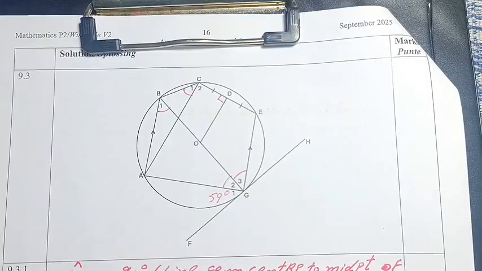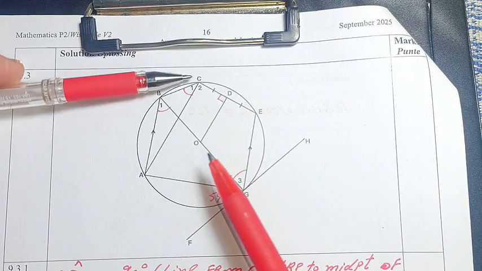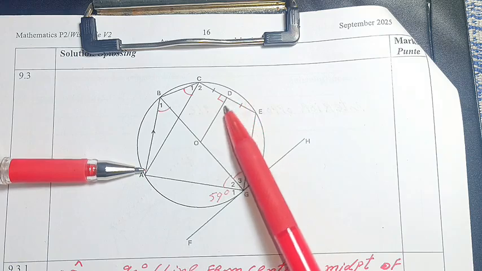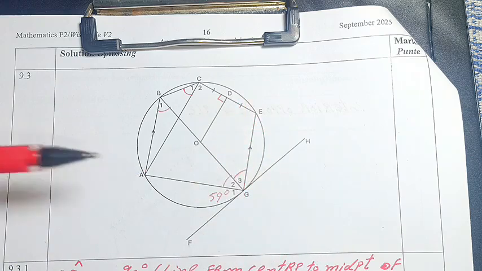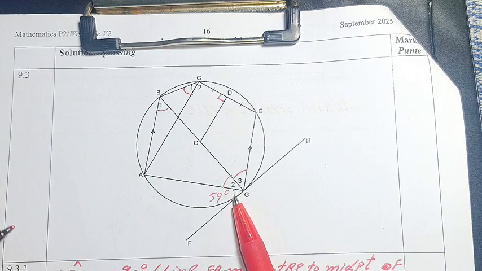9.4. Prove that AC is parallel to OD. Last question, we need to prove AC parallel to OD. We need to prove this one. So 1, 2, 3, 4 points on the circumference. So this is going to be a cyclic quadrilateral.